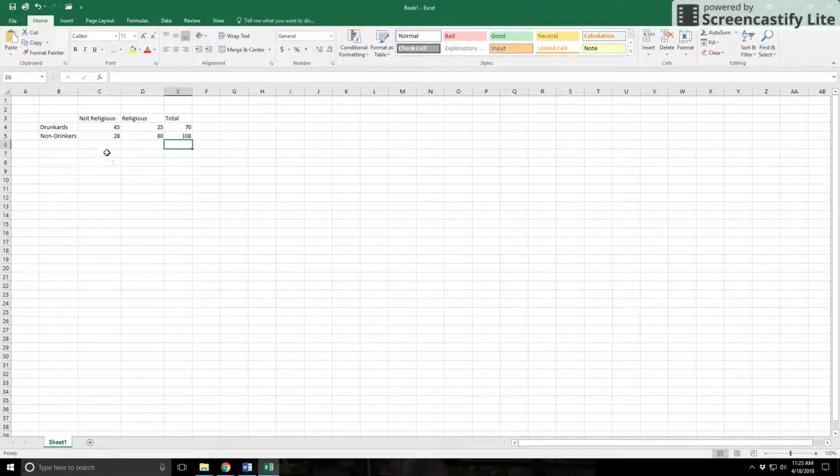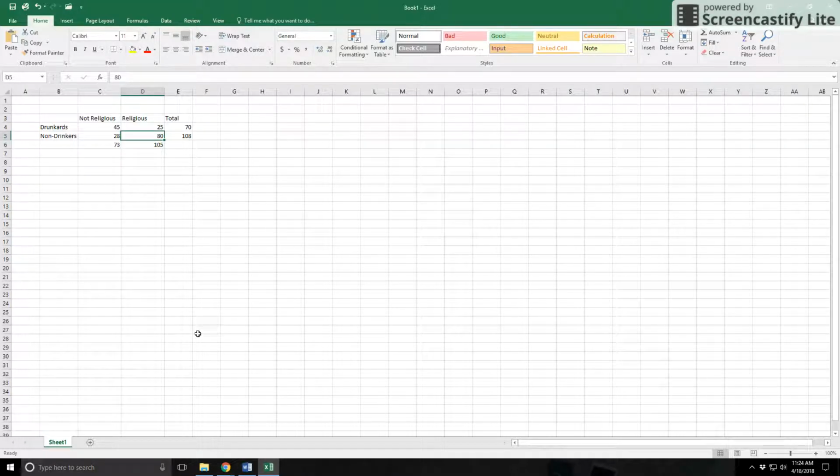Now, of course, you need to make these into percents. So for example, here I have 73 people. What I would do to get my percentages is divide 45 by 73, put the percent there. Divide 28 by 73, put my percent there. Same thing over here. There's 105. So I divide 25 by 105, put my percent there. 80 by 105, put my percent there.